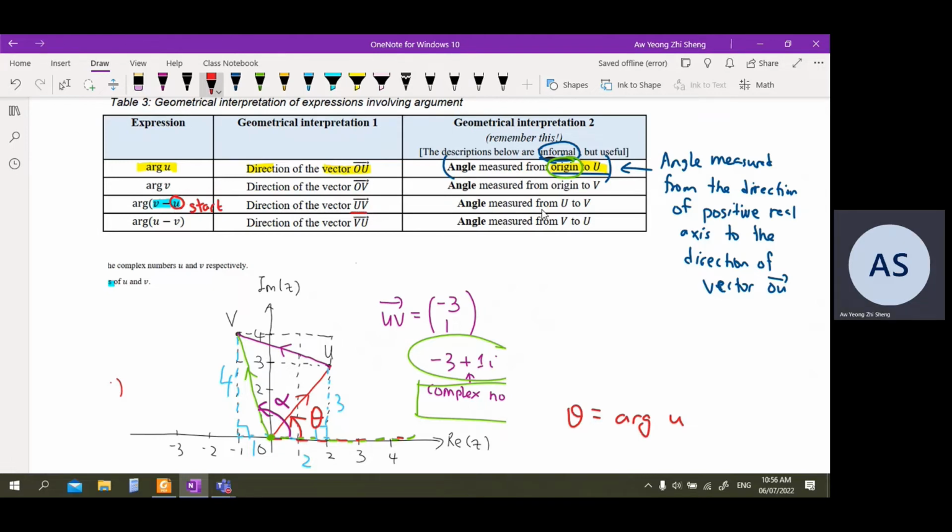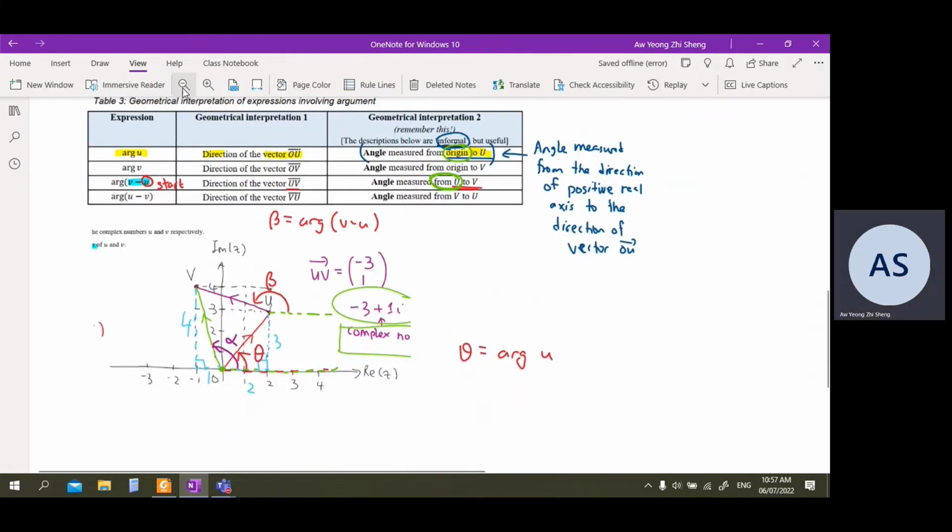It is simply the angle measured from u to v, which means in the diagram, you can just draw a horizontal line towards the right, starting from the point u. And then from this direction of your green dotted line, you will measure the angle towards the vector uv. Suppose that this angle is beta, and then this beta will be the argument of v minus u. As simple as that.